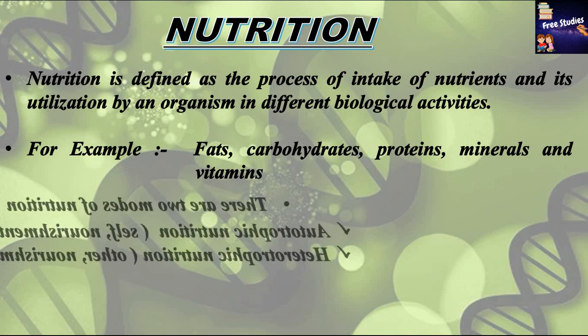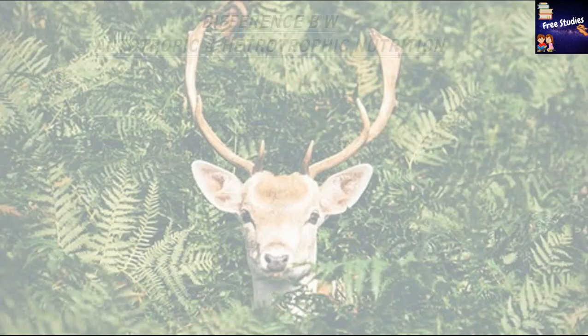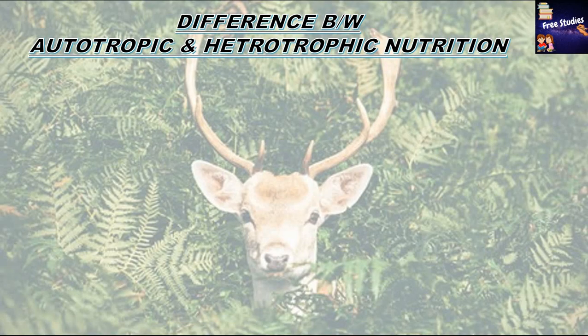There are 2 modes of nutrition. In nutrition we have 2 branches. The first branch is known as autotrophic nutrition and the second is known as heterotrophic nutrition. Autotrophic nutrition means self-nourishment and heterotrophic nutrition means other nourishment. This we will be understanding in the difference between autotrophic nutrition and heterotrophic nutrition, that what self-nourishment and other nourishment mean. So let's read the difference between the autotrophic and heterotrophic nutrition.